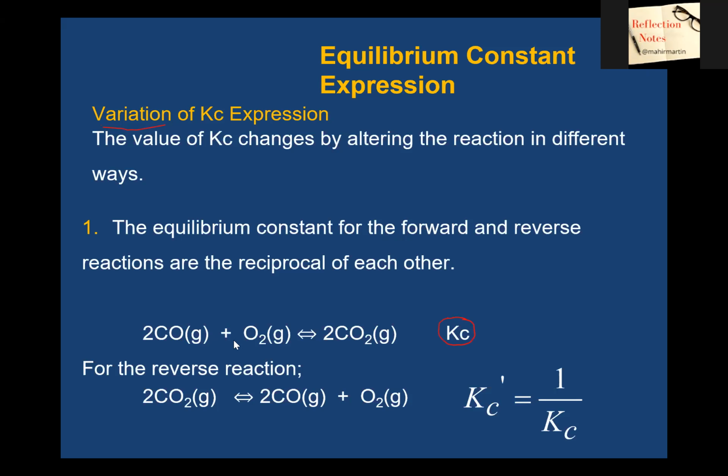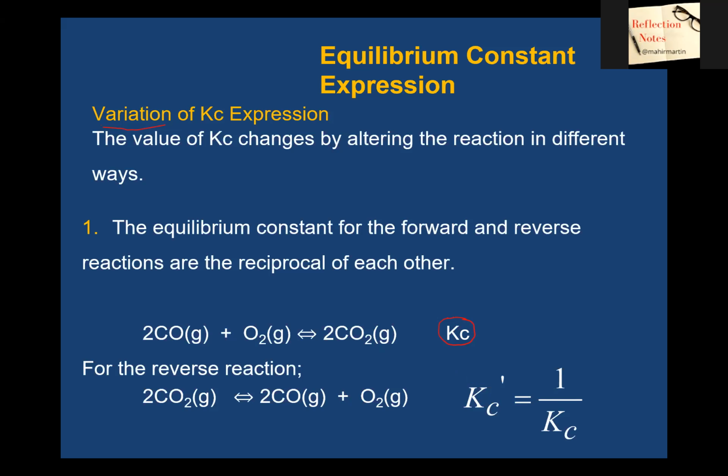So for the reverse reaction, if I reverse the reaction like this, 2CO2 in equilibrium with 2CO + O2, I just reverse the reaction, the product becomes the reactant and the reactant becomes the product. So what will happen? The new Kc, let's say Kc prime for the second reaction, will be 1 over Kc.